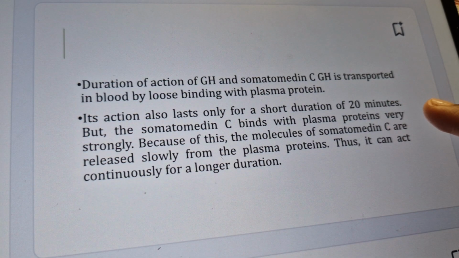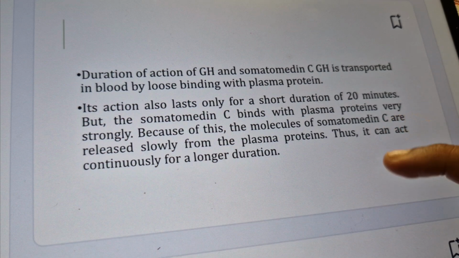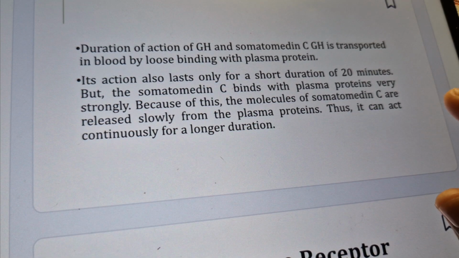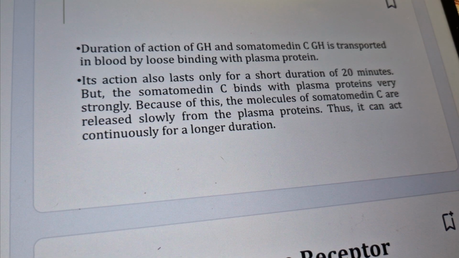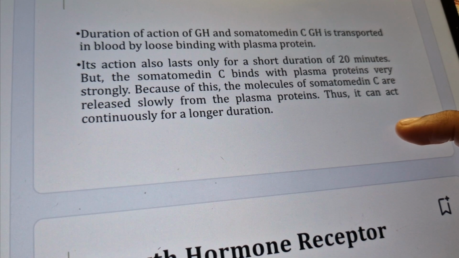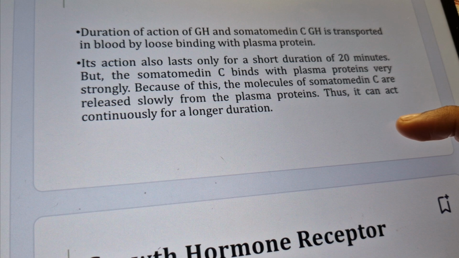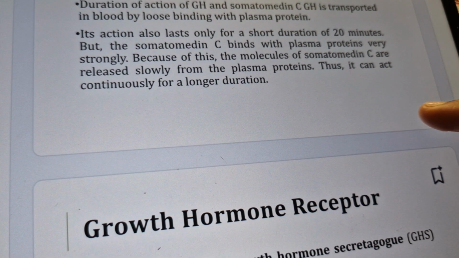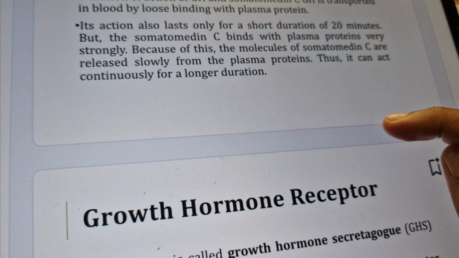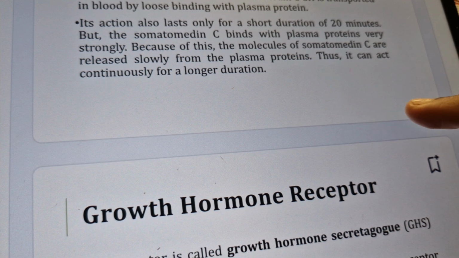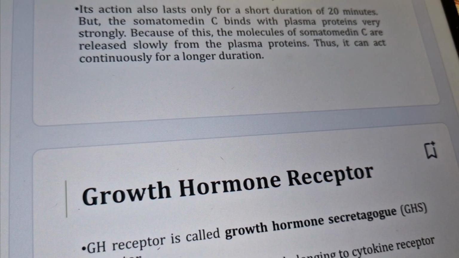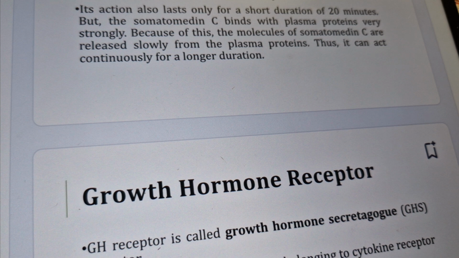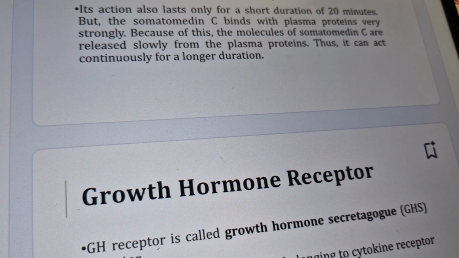Duration of action: growth hormone and somatomedin C are transported by blood by loosely binding to plasma proteins, and then released whenever they are required. Growth hormone's action is of very short duration, only 20 minutes. Somatomedin C binds to the plasma protein very strongly. Because of this, its molecules are released slowly from the plasma protein over a longer duration. Whenever it is required, it is released very slowly, so the duration of action will be prolonged.